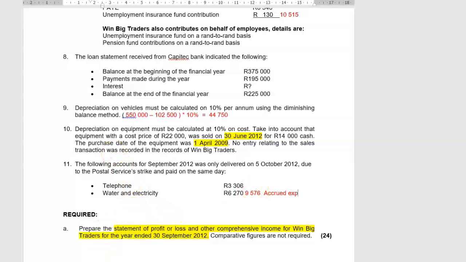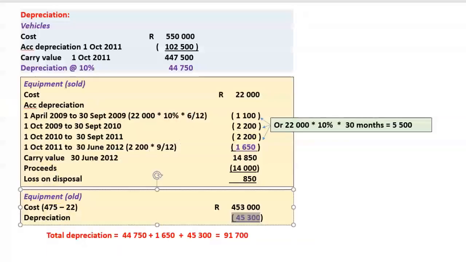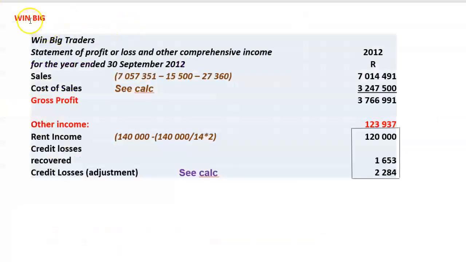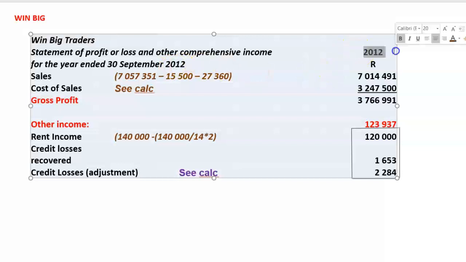Good. Now just to final check what our figures would have looked like. Let's start there in our income statement. Give it a proper heading with the name of the entity: Statement of profit or loss and other comprehensive income for the year ended 30 September 2012, in Rand. Guys, don't forget those two because you're going to lose marks if you don't put it down.